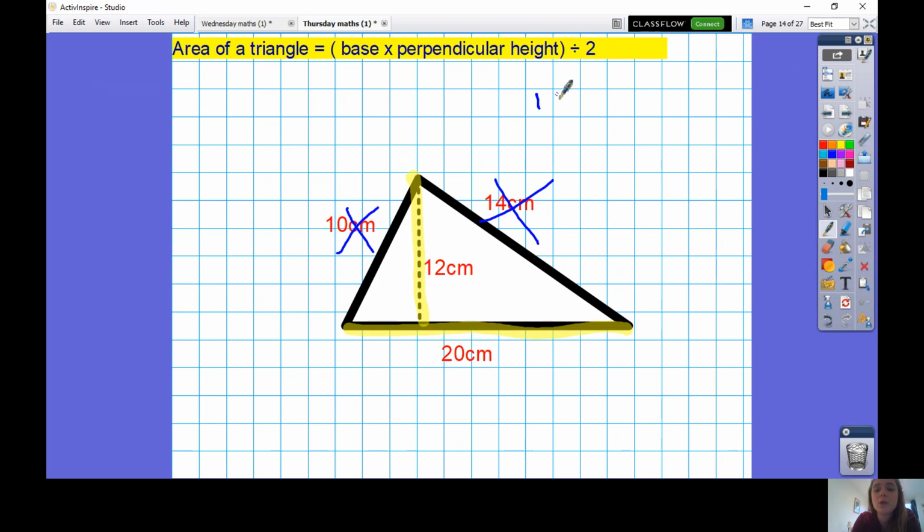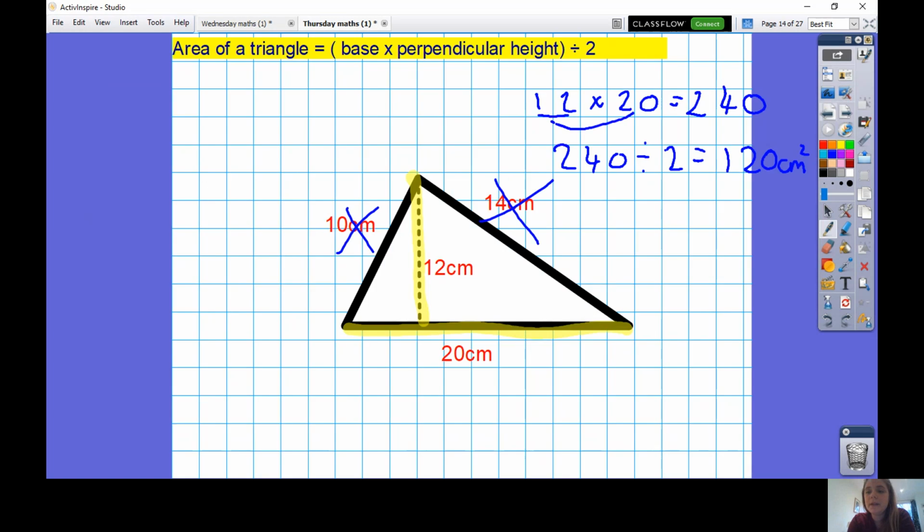So my first step is 12 times 20. What's the best method to solve 12 times 20? Well done if you spotted that we could solve this using a known fact. I know 12 times 2 is 24. 20 is 10 times bigger, so 24 must be 10 times bigger. So 12 times 20 is 240. Now I need to do 240 divided by 2. And again, because all of these digits are even, I can quickly do that mentally. 120 centimetres squared.